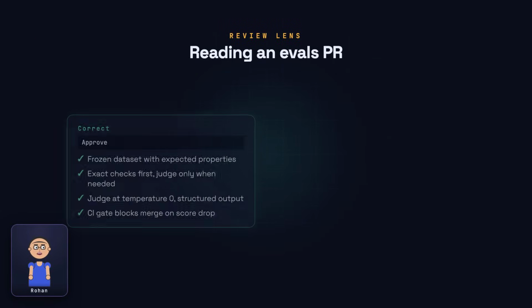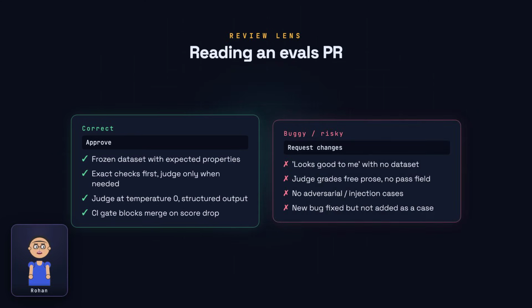Use this as your review lens. Approve when there's a frozen dataset with expected properties, exact checks before judges, a judge pinned at temperature 0 returning structured output, and a CI gate that blocks on regressions. Request changes when there's no dataset, the judge grades loose prose, injection cases are missing, or a fixed bug never became a permanent test case.